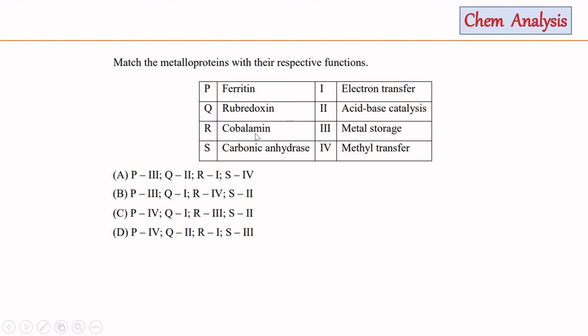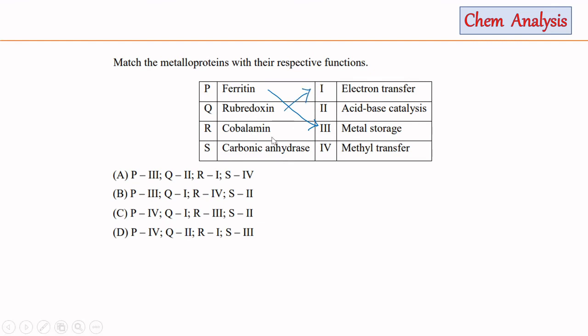This is a question from bioinorganic chemistry. We have to match the 2 columns. The first option is given as ferritin, and it acts as a metal storage protein, so it will match with option number 3. And rubredoxin, it is an electron transfer iron protein, so it will match with 1.